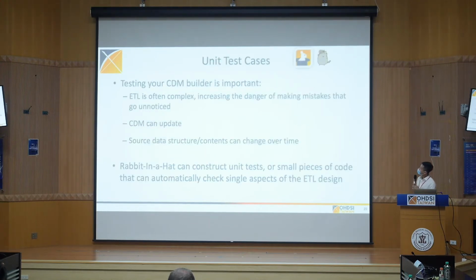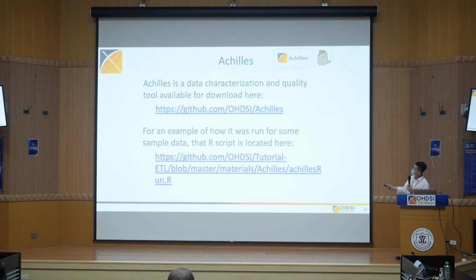Okay. For the detail of Rabbit-in-a-Hat, basically it is an important tool to generate your data using R, and you can see they have some unit tests inside, and through the unit tests you see what the errors of your data are when you convert it. And actually, here we also provide the link for Achilles.